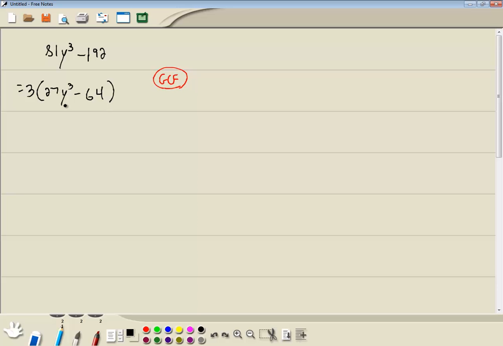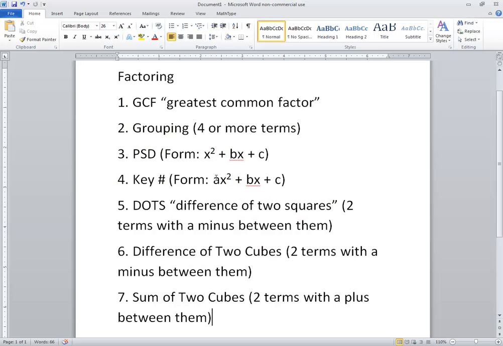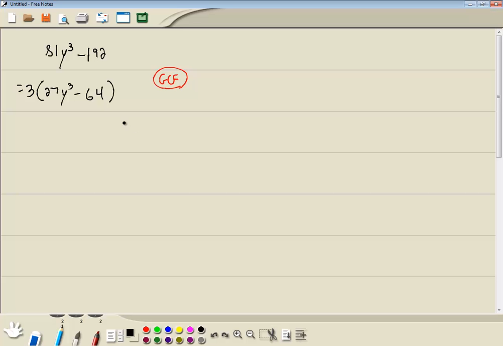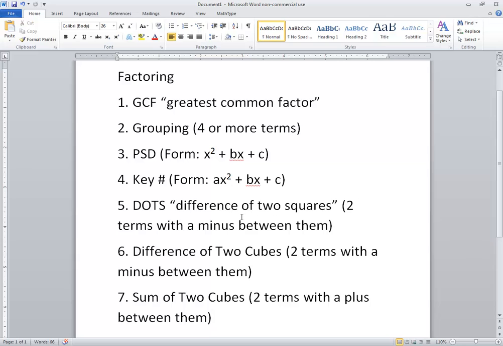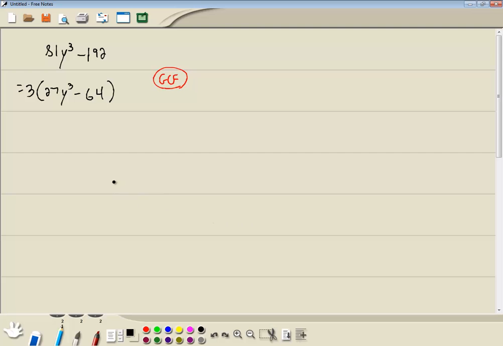Grouping is for 4 or more terms. That doesn't fit. There's only 2 terms. We're specifically looking at what's inside the parentheses. PST and key number are both 3 terms. That doesn't fit. This is 2 terms. Difference of 2 squares: 2 terms with a minus in it. That fits. 8 times 8 gives you 64, but for 27, you ask yourself, what times itself gives you 27? Nothing does, so it fails.